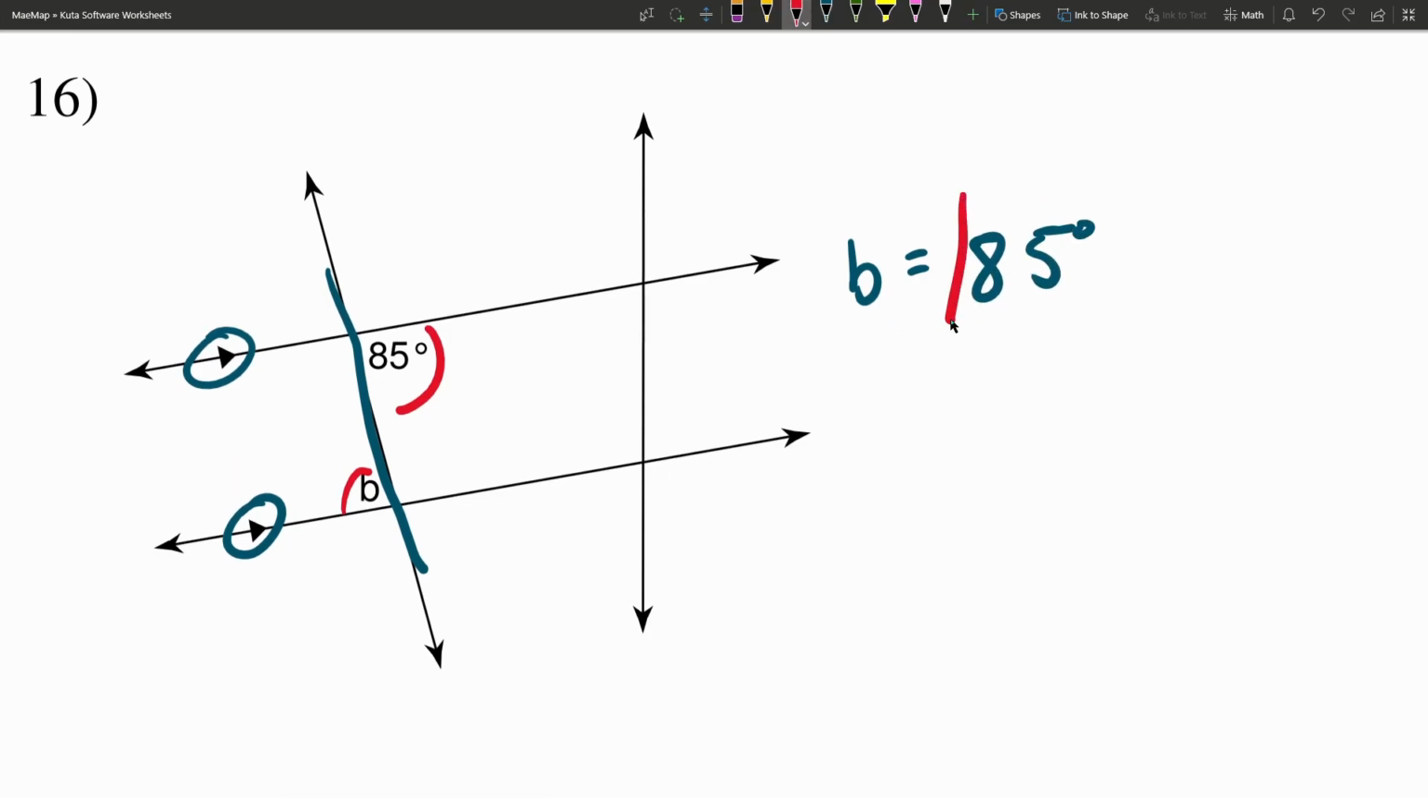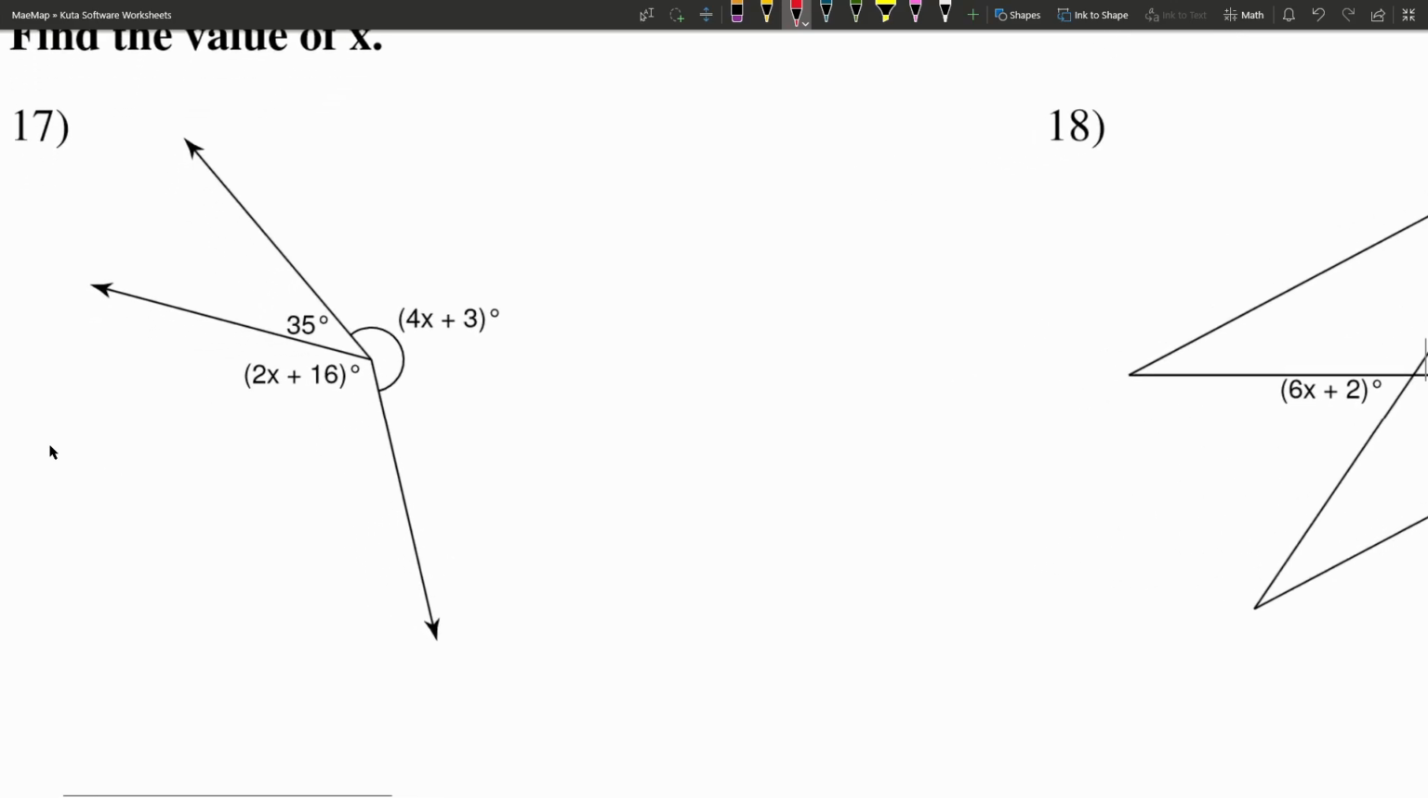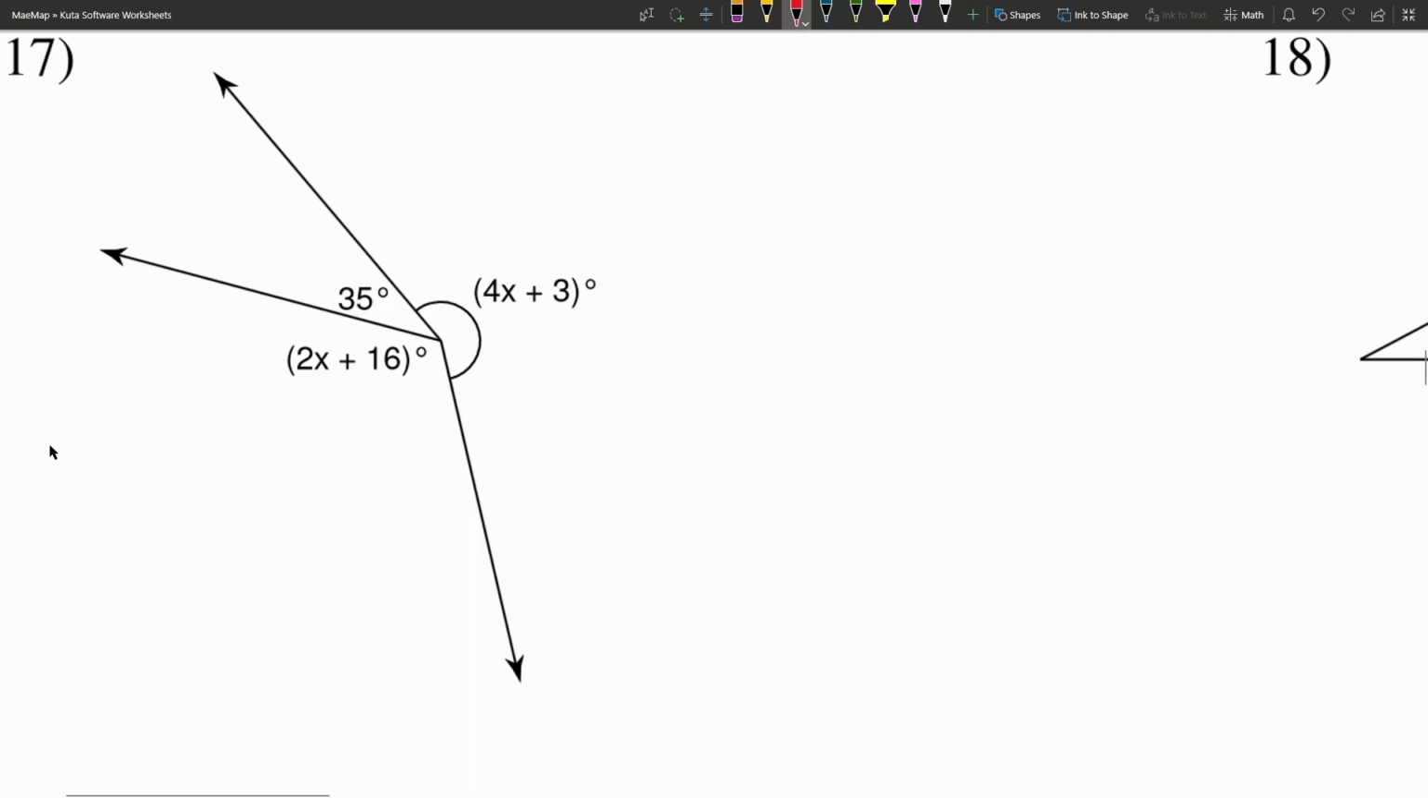And again, if you want a more in-depth explanation about why alternate interior angles are equivalent, check out the video that I'll link below. For now, let's move on to our last set of directions. For our last set of directions, as opposed to finding the measure of some angle B, we're just going to simply find the value of x, where x is a variable within our angle measurement. So let's take a look at number 17.